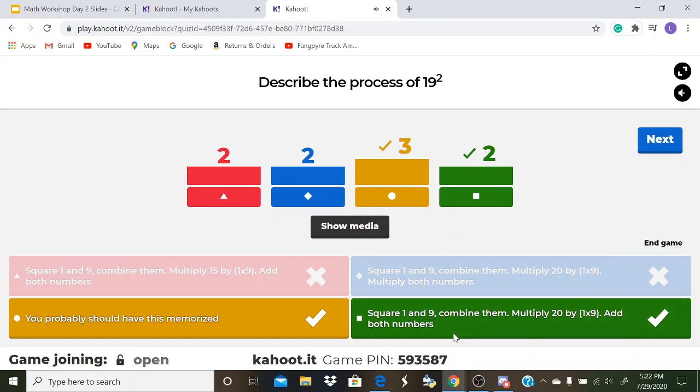So for this one, since it was on the list, that's why you probably should have memorized this as an answer. And then for this one, you need to square them individually, combine them, and then multiply by 20, which is like multiplying by 2 and then multiplying by 10, and then just add both.